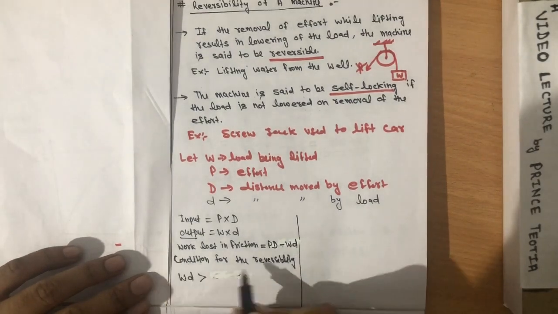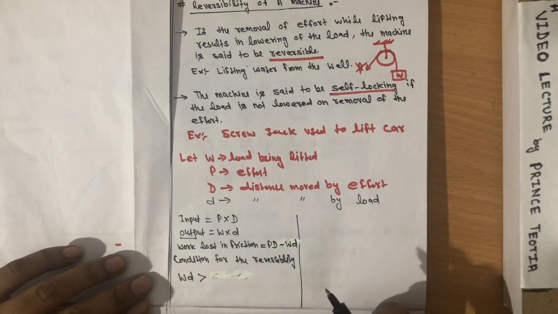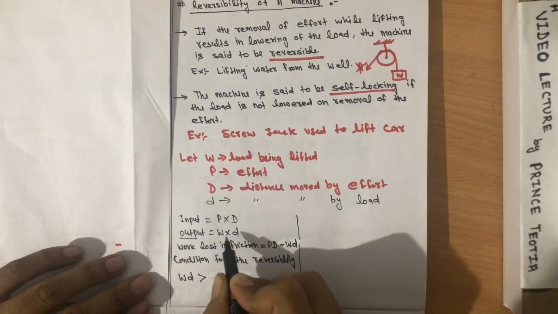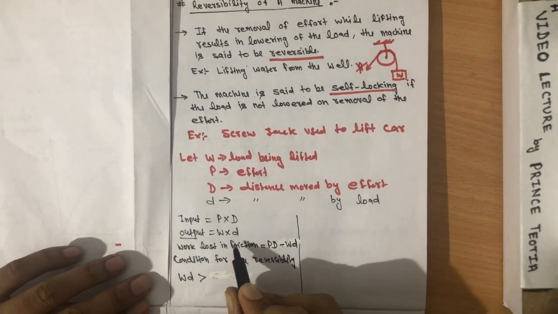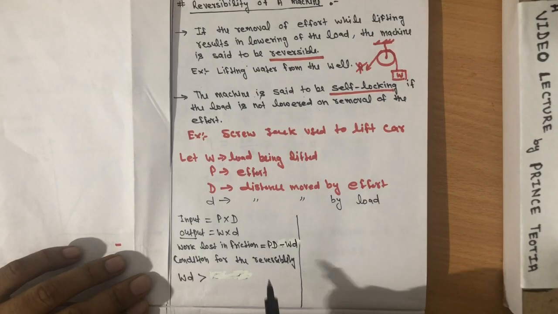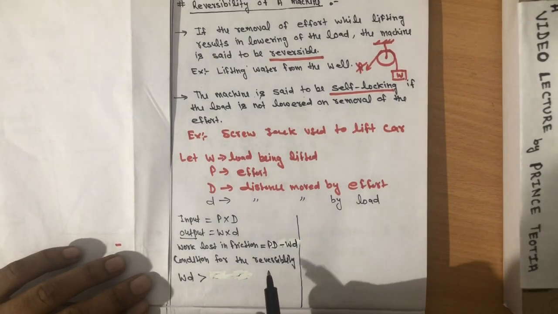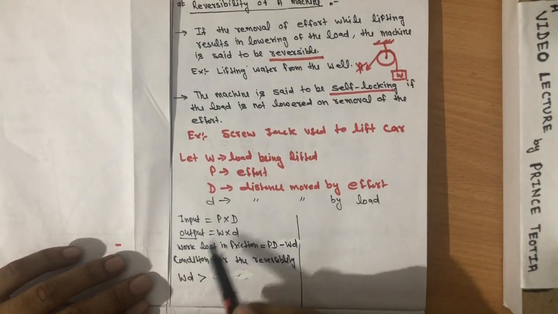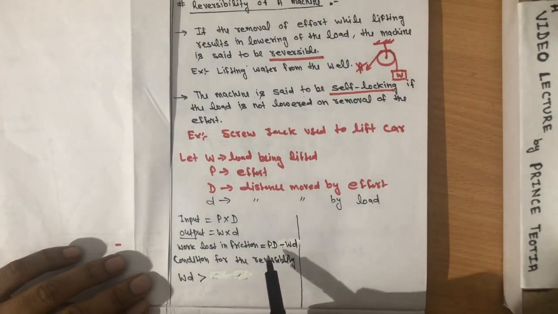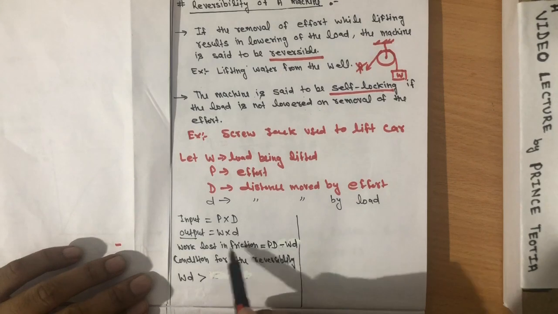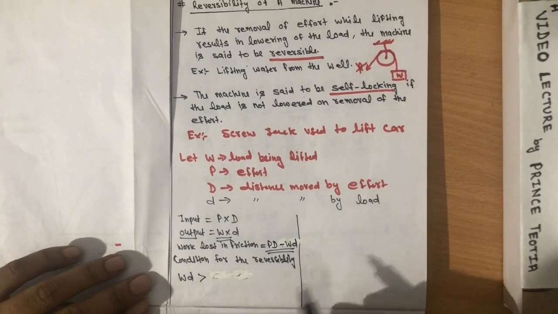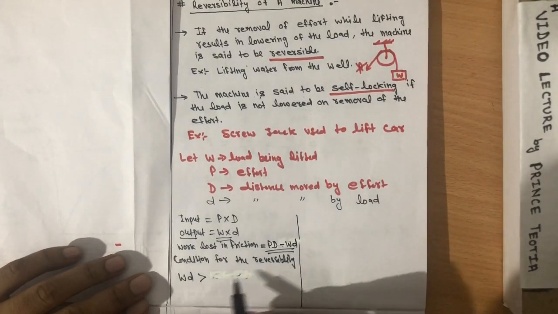And what is the condition of reversibility? When can we say the machine will be a reversible machine? If the work at the output side is more than the work lost in friction, then the machine is reversible, or this is the condition of reversibility. Because when we remove the effort, only friction can prevent the machine from becoming reversible. If the work at the output side is greater than the work lost in friction, then the machine becomes a reversible machine.